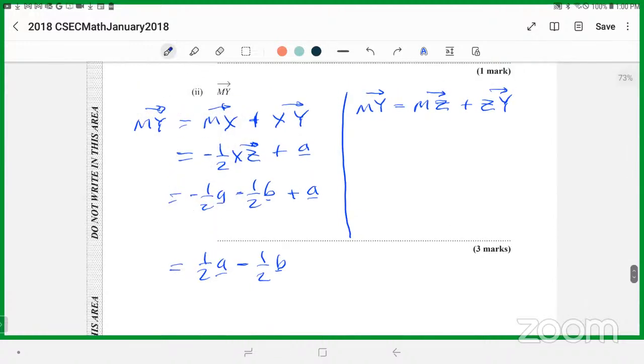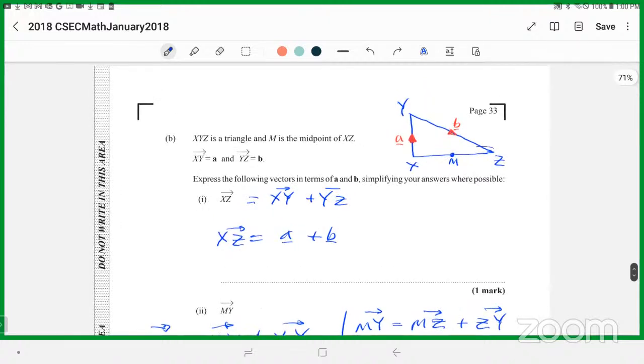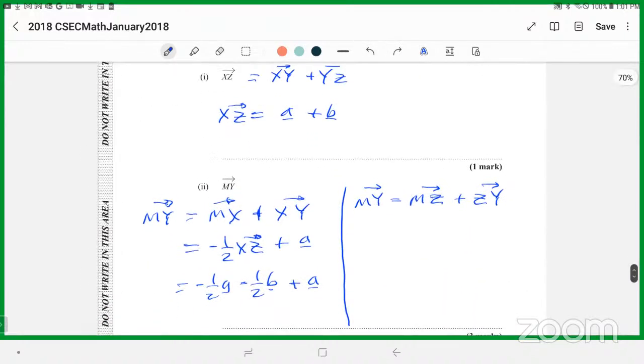Let's go. So M to Z. Let's look at the diagram. What is MZ right here? So what is MZ? It's just half of this, positive too, because it's going in the same direction. Good. So it's just half of the XZ. This is half of the XZ.